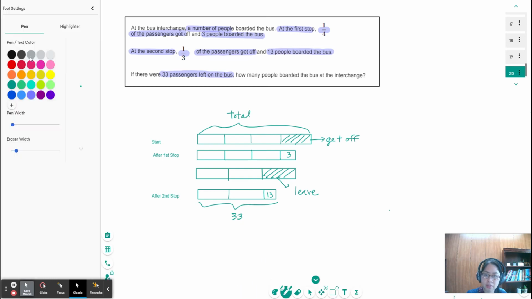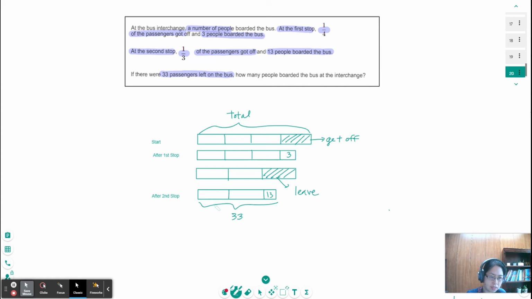So let's go ahead and start filling in what we know. If this entire bar is 33, if we take off 13, then we'll have 20 left. And if we have 20 left and these are identical, then each one of these is 10. All right, so now that we know this is 10, we can find out that before the second stop, there was actually 30, because 10 plus 10 plus 10 is 30.